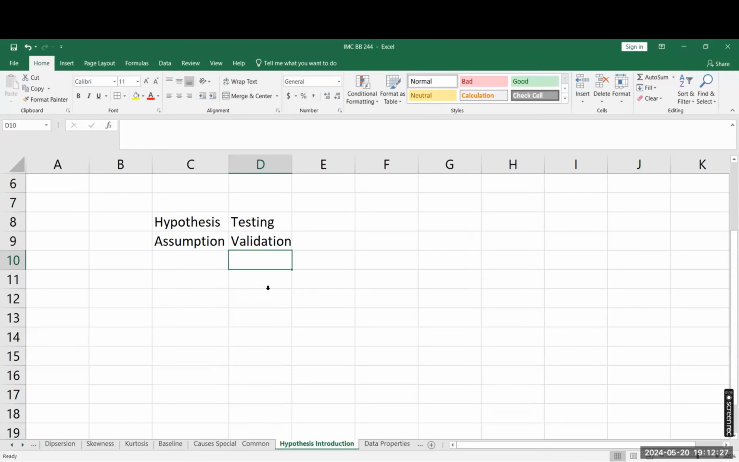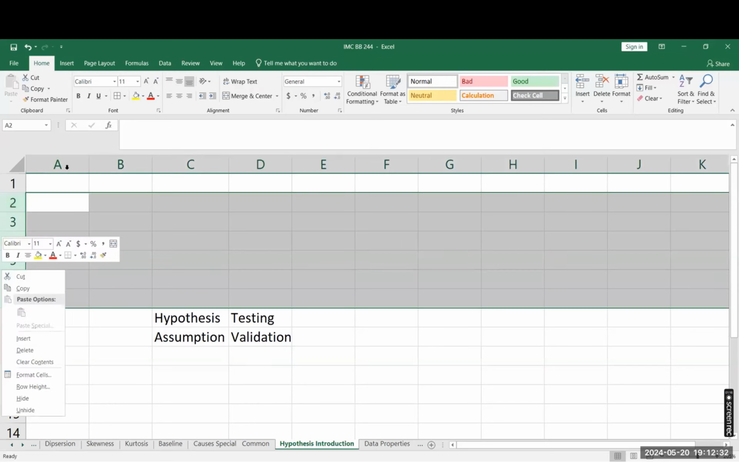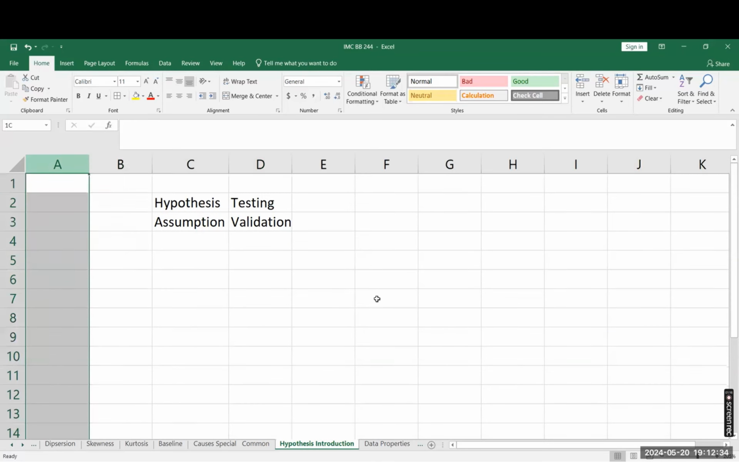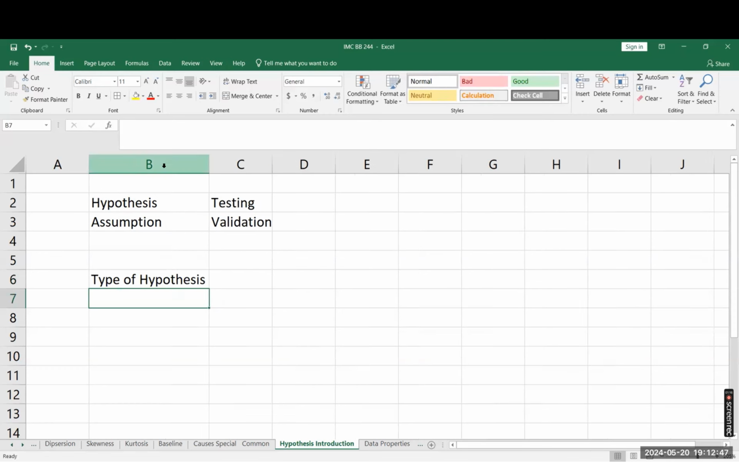There are two types of hypothesis. One we call a null hypothesis, and the second we call an alternate hypothesis. There are two types because there are only two forms for any event to occur. Either the event will occur or the event will not occur, right? So hypothesis testing is the same. One is called a null hypothesis.